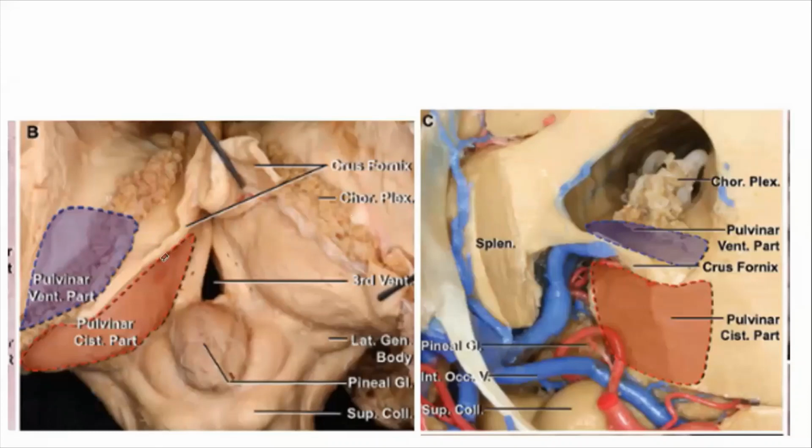This structure over here is the pulvinar, which is divided by the crus of the fornix into the ventricular part as well as the cisternal part. The cisternal part forms the anterior wall of the quadrigeminal cistern, and the ventricular part forms the anterior wall of the atrium of the lateral ventricle.